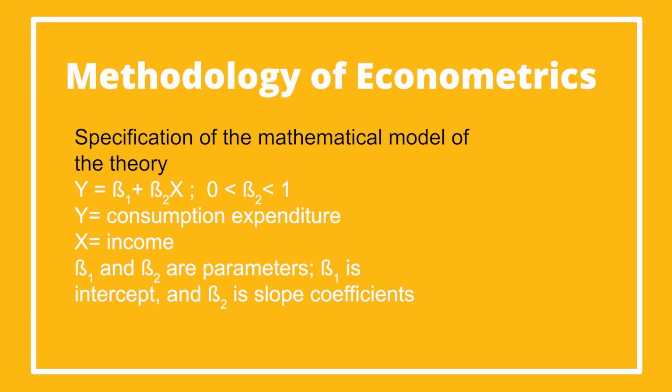So beta 1 and beta 2 are the population parameters. Beta 1 is the intercept and beta 2 is the slope coefficient, and that is how they are influencing the dependent variable y. So this is where the mathematical specification takes place.